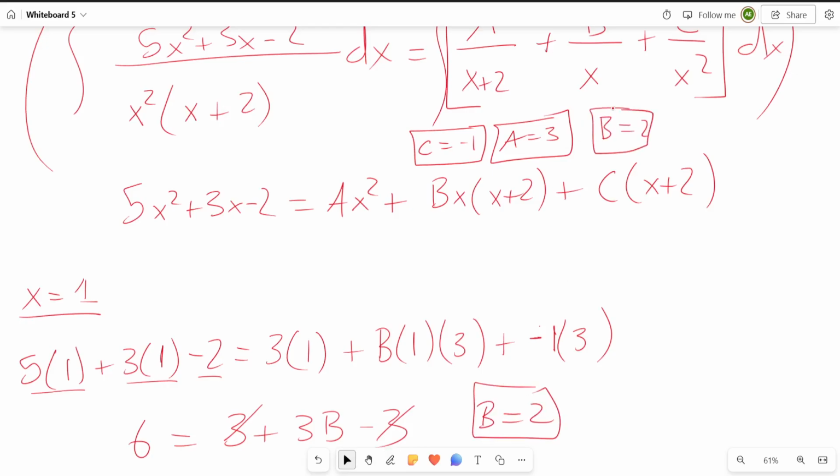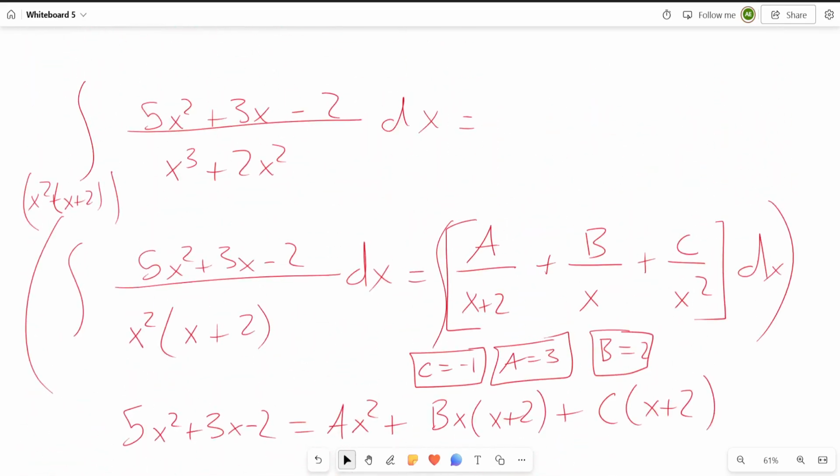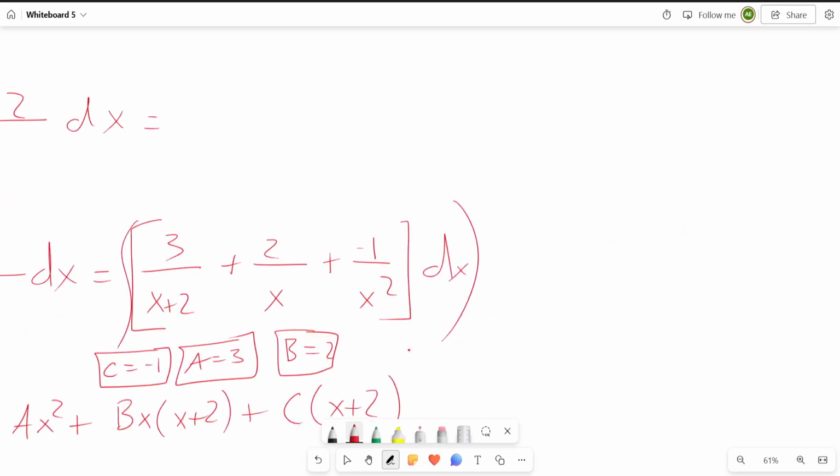And I can rewrite my partial fraction. Instead of a, I'm going to put in 3. Instead of b, I'm going to put in 2. And instead of c, I'm going to put in minus 1. And now I can do my integration.